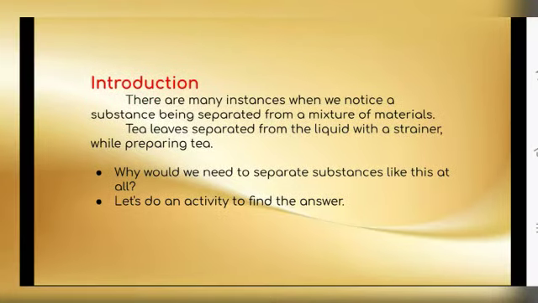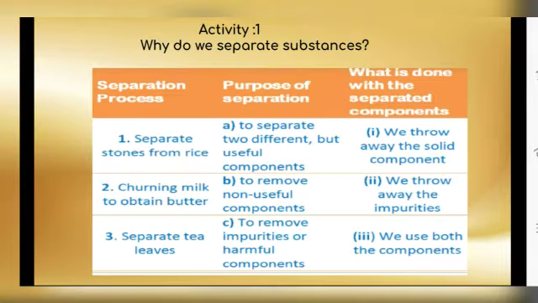There are many instances when we notice a substance being separated from a mixture of materials. Tea leaves are separated from the liquid with a strainer while preparing tea. Grain is separated from stalks while harvesting. As we learned in chapter 3, we ginned cotton to separate its seeds from the fiber.